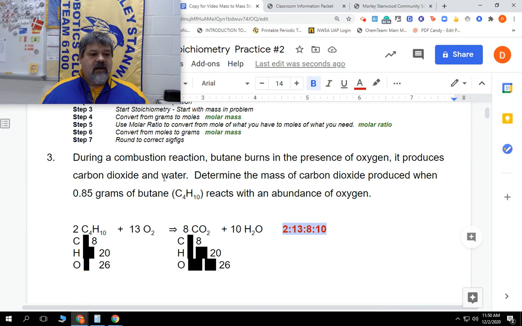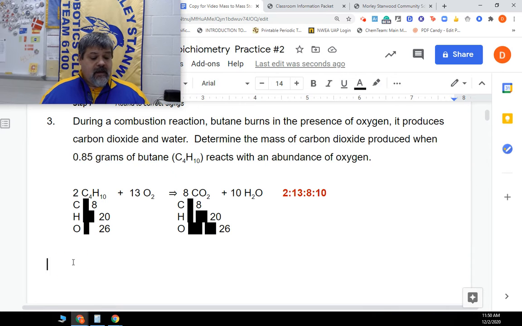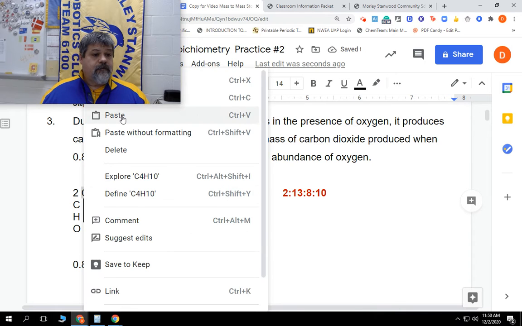Now we have to go ahead and start our stoichiometry. So our stoichiometry is going to start with the number that's in the problem, which is going to be right here, 0.085 grams of butane. So we're going to go ahead and I'm going to scroll down just a little bit, and I'm going to put in 0.85 grams of butane. And I'm just going to go ahead and copy that real quick.